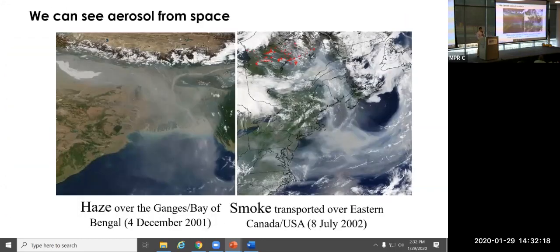So anyway, a little bit about how we do it. We can obviously see this from space. Here's a beautiful picture of extreme haze over the Bay of Bengal. And this is 2002, very soon after I started at Goddard. We had this extreme smoke event that came from Canada and brought huge amounts of smoke. I remember we could smell it, and it came all the way from Canada.